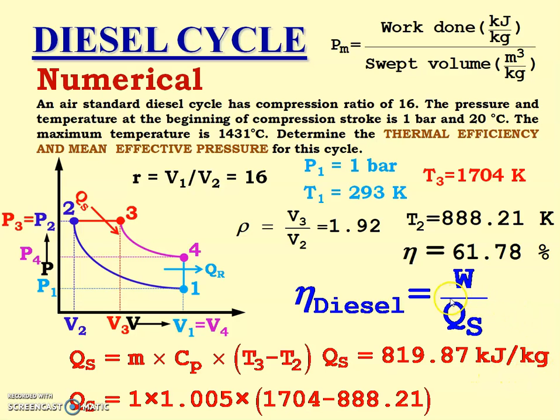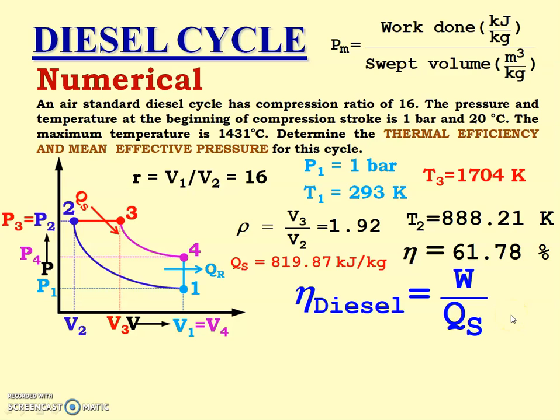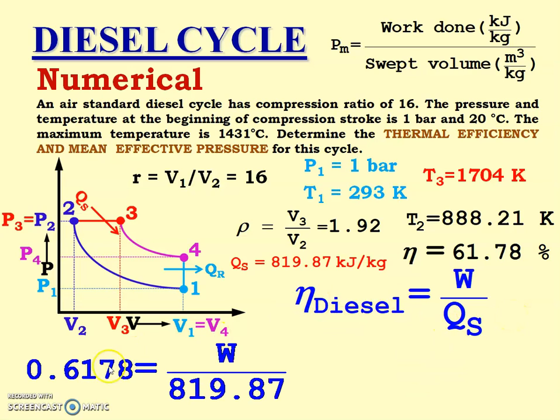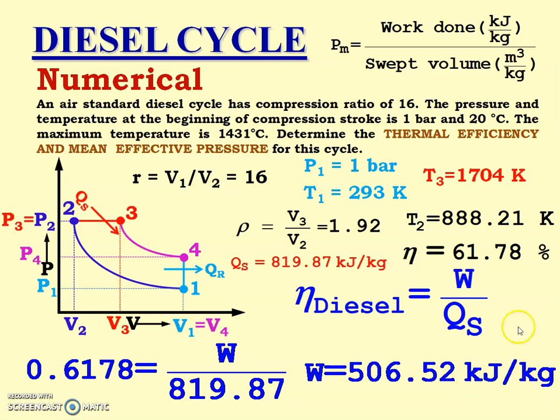It means we have calculated the QS, and the efficiency of the diesel cycle we have. So we can calculate the W, that is work done. So the efficiency of the diesel cycle, 0.6178, is equal to W, which we want to calculate, divided by 819.87, and therefore W is equal to 506.52 kilojoule per kg. So for the mean effective pressure, we have calculated the numerator, that is work done in kilojoule per kg. Now we have to calculate the swept volume.